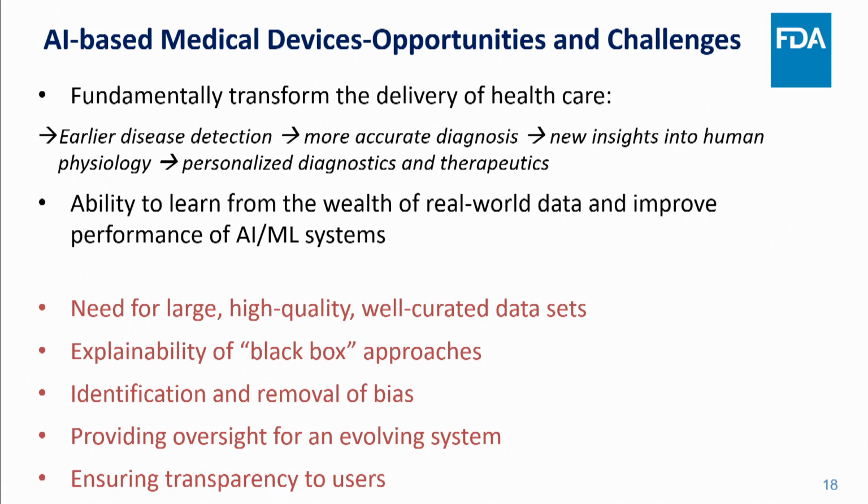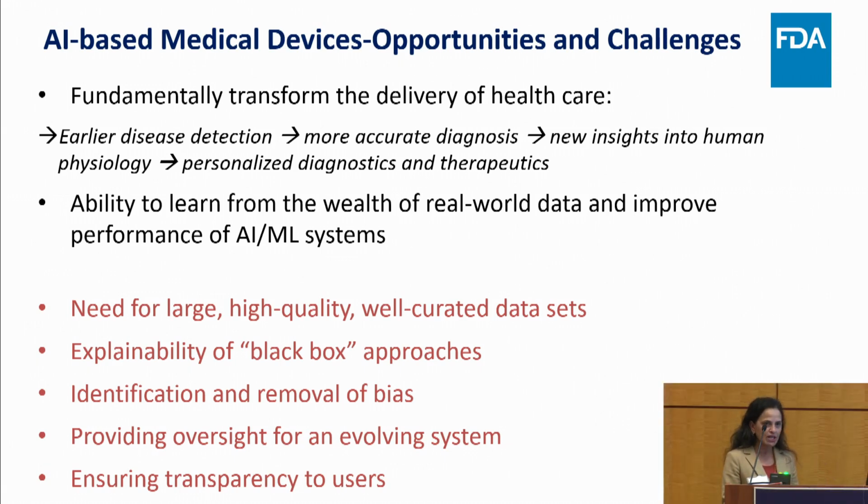I think we already heard it, but as far as FDA is concerned, there are more challenges in AI-based medical devices, and you need large, high-quality, well-curated data sets. And we heard about the explainability of these black boxes, how you identify and remove the biases, and making sure it's transparent to the users. FDA is big on transparency. You probably know that whatever we approve, the validation and test performance is all transparent. That's the one thing that FDA is very keen on.